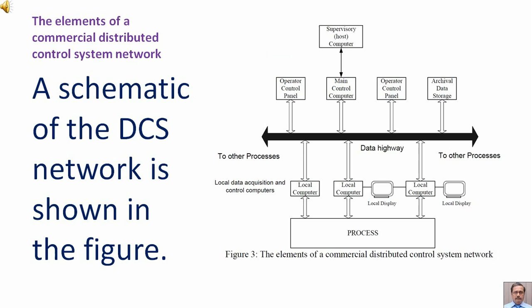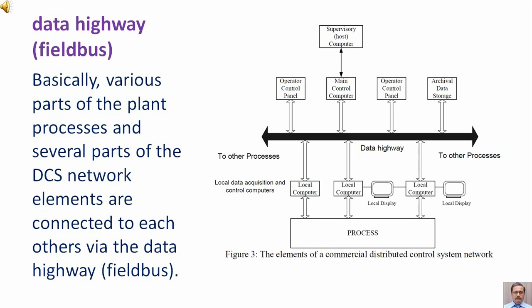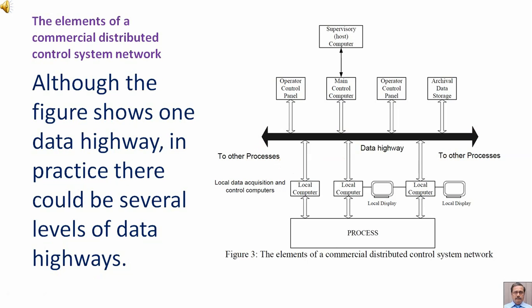A schematic of the DCS network is shown in the figure. Basically, various parts of the plant processes and several parts of the DCS network elements are connected to each other via the data highway or field bus. Although the figure shows one data highway, in practice there could be several levels of data highways.